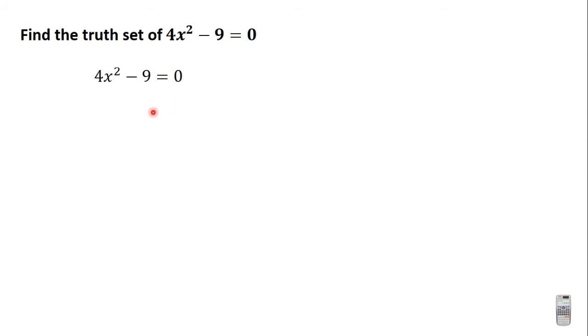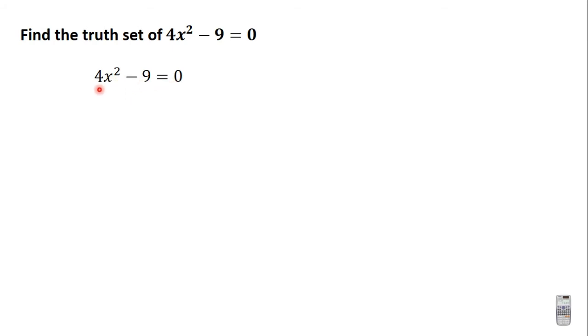So our equation for this video is 4x squared minus 9 is equal to 0. We are going to find the solution or the roots of this equation, and we will write our answer as the truth set. So the equation again is 4x squared minus 9 is equal to 0.